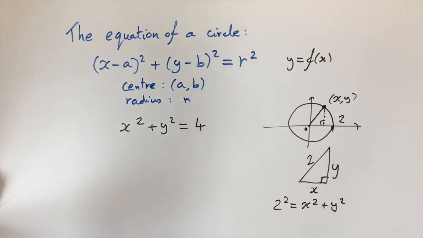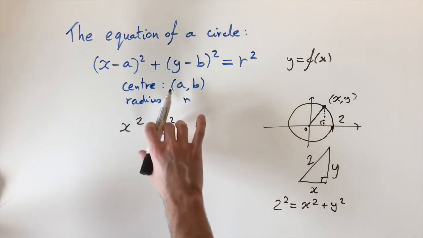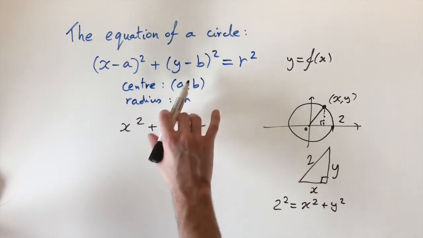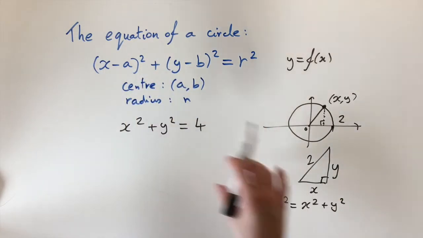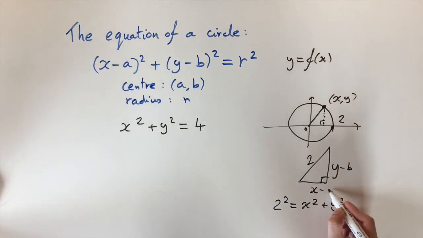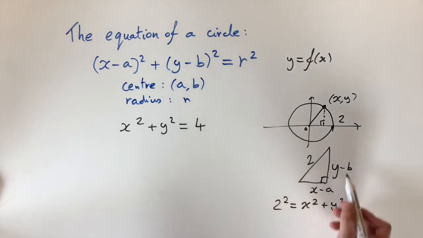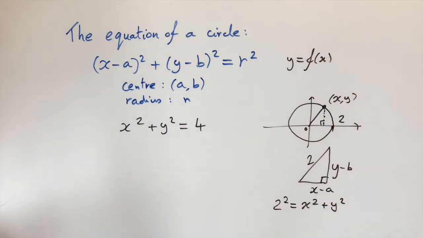If you think more generally of a circle that doesn't have its centre at the origin but has an arbitrary centre (a, b), the way we get this equation is that instead of x and y, we apply a shift. So these values now become x minus a and y minus b. Then you apply Pythagoras to this triangle and you get exactly this. This is where the idea of this equation comes from. I'm going to wipe off the board and then we're going to look at another example.